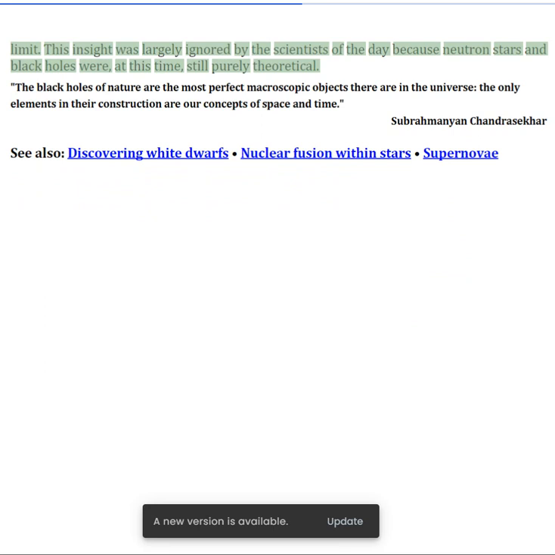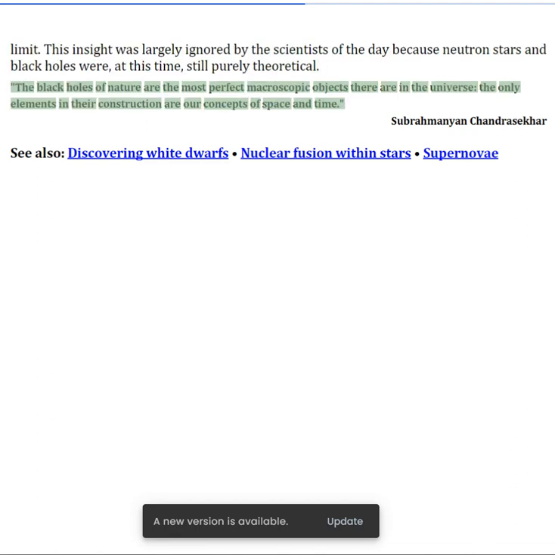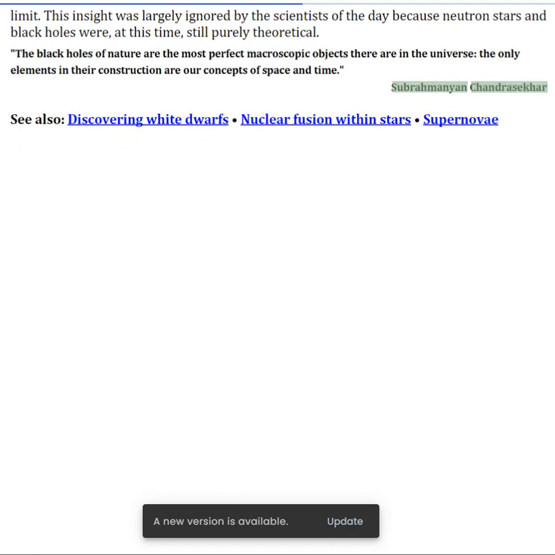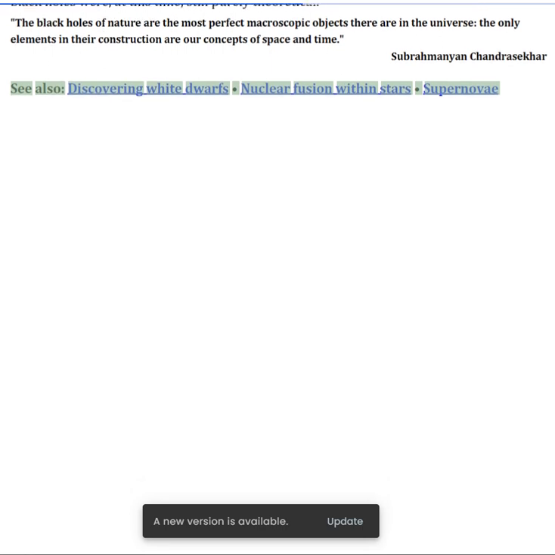This insight was largely ignored by the scientists of the day because neutron stars and black holes were, at this time, still purely theoretical. The black holes of nature are the most perfect macroscopic objects there are in the universe. The only elements in their construction are our concepts of space and time. Subramanian Chandrasekhar. See also, Discovering White Dwarfs, Nuclear Fusion Within Stars, Supernovae.